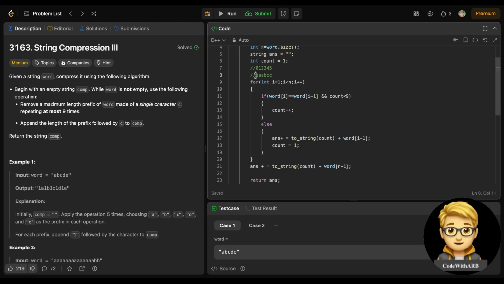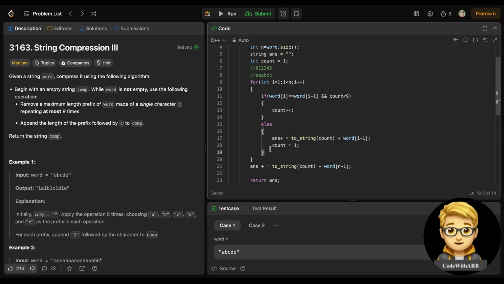So if you see this here, the first a is the same as the previous a, so count increased. The third a is the same as the previous one, so count increased. When we go to b, the b is not equal to a, right? So we need to now update this a to 3a. So we will store the count, which is 3, and the previous character, word I minus 1, because the current character is b, so we need to insert the previous character, that is a. So the answer becomes 3a.